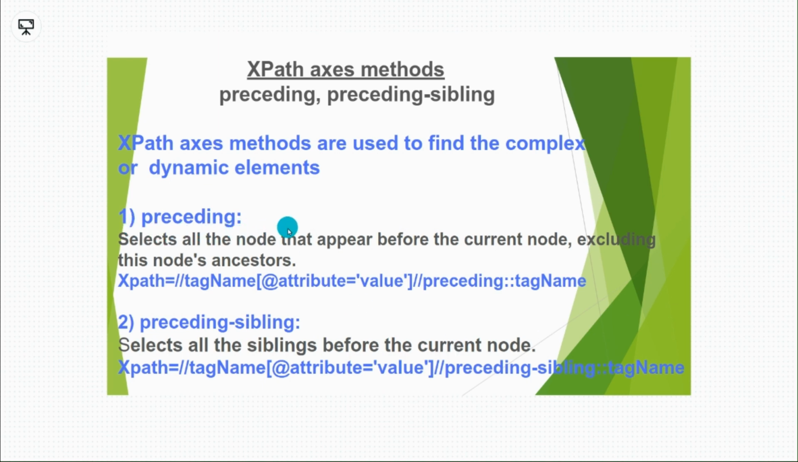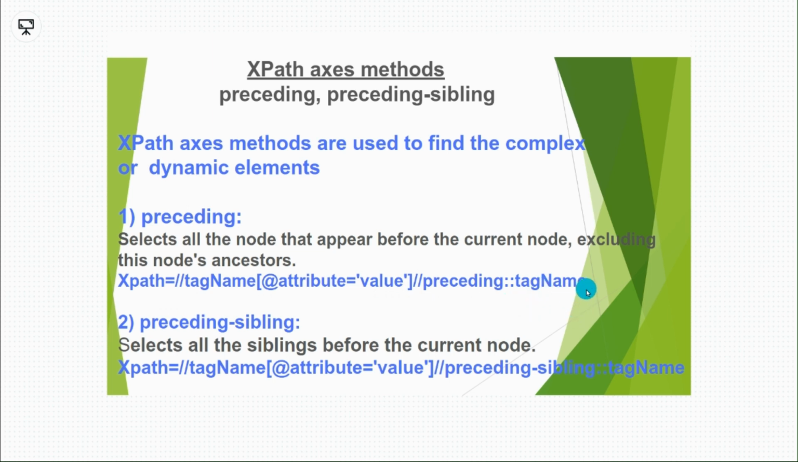Preceding selects all the nodes that appear before the current node, excluding this node's ancestors. This part is very important to understand: it will select all the nodes that appear before the current node, but it will exclude its ancestors. Whatever nodes it would locate using ancestor, it will exclude those in preceding. And what is the syntax for this? It is the same syntax: double forward slash, preceding, double colon, and tag name.